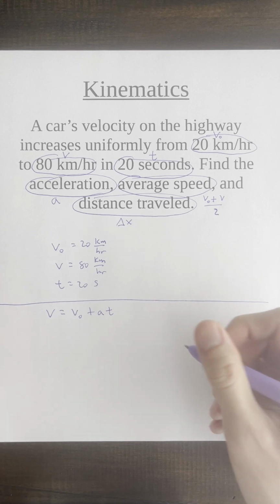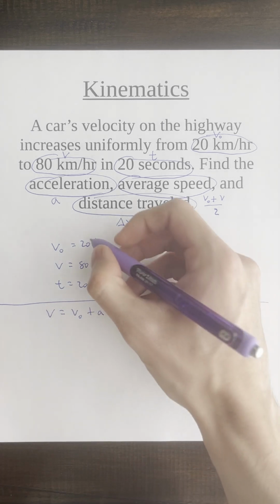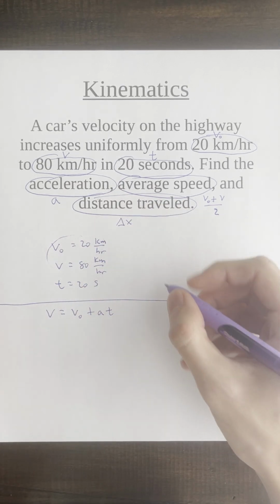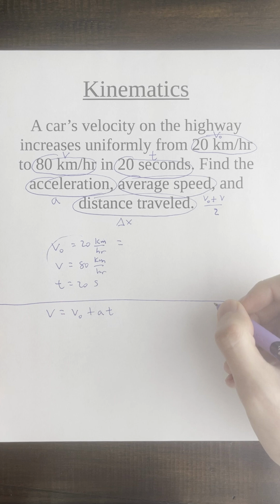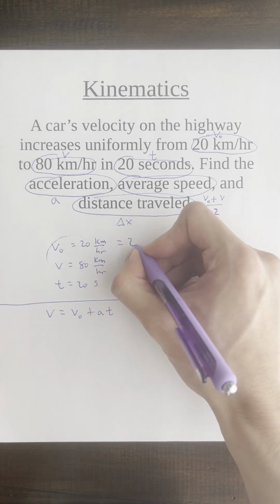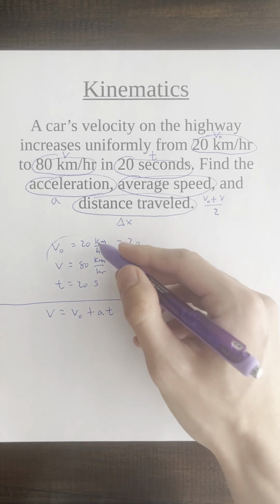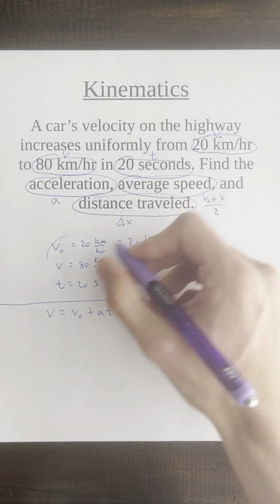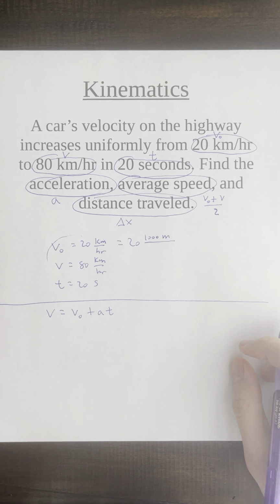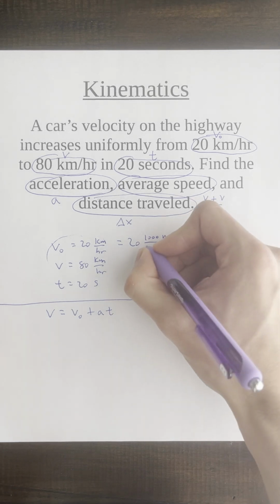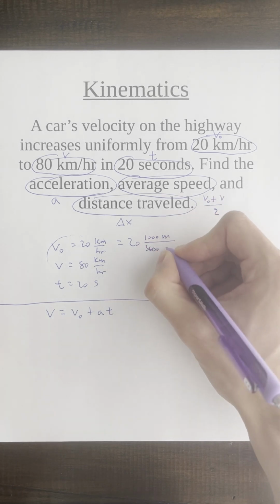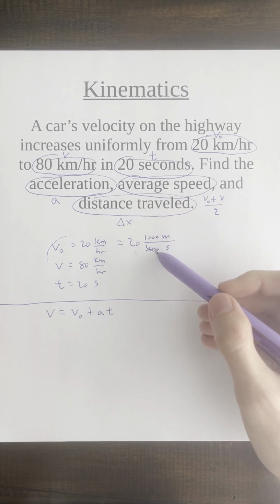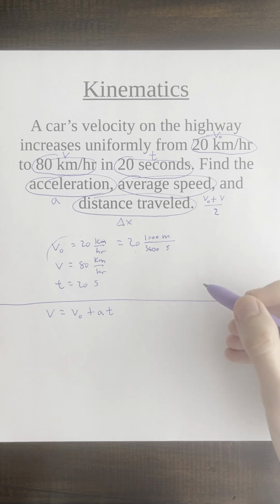Okay, so before we can use this formula, we need to convert these to meters per second. Right now it's kilometers per hour. We need to change it to meters per second. So how do we do that? Well, how many meters are in 1 kilometer? 1,000. How many seconds are in 1 hour? 3,600. Okay, so this turns into 20 times 1,000 divided by 3,600 meters per second.